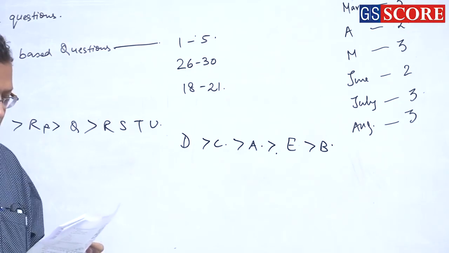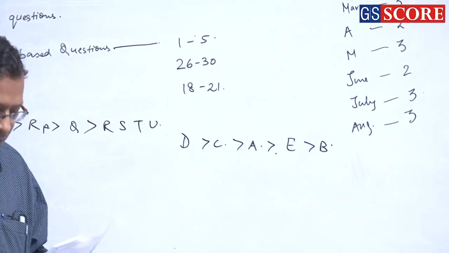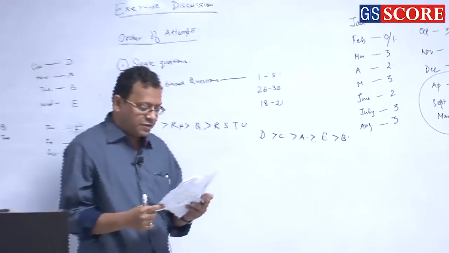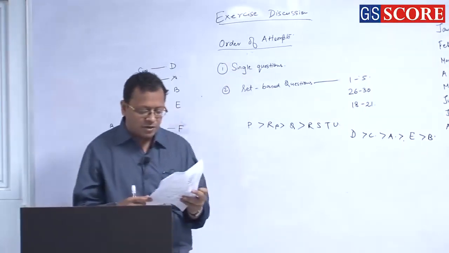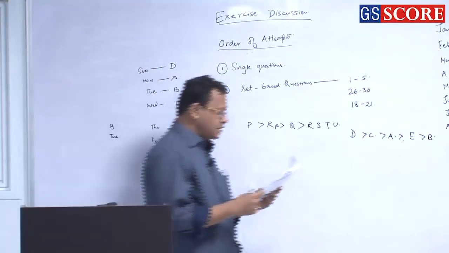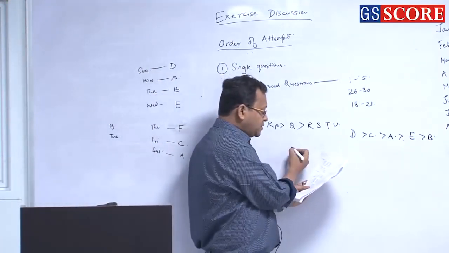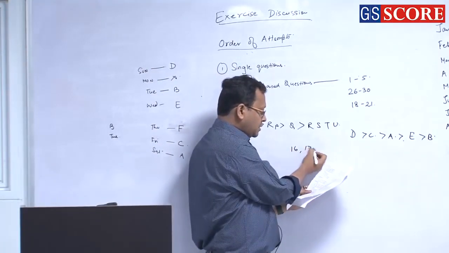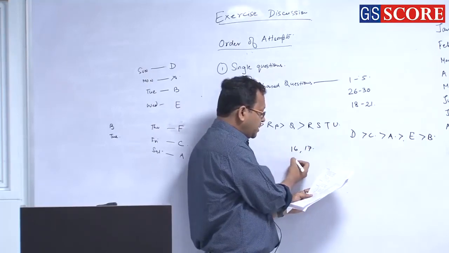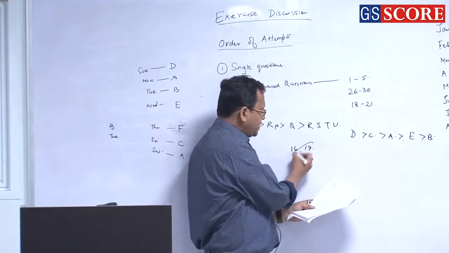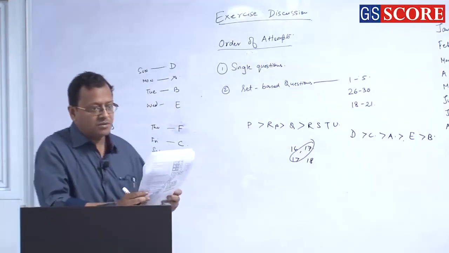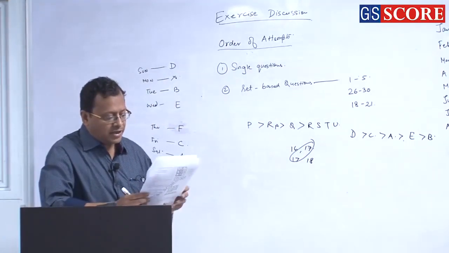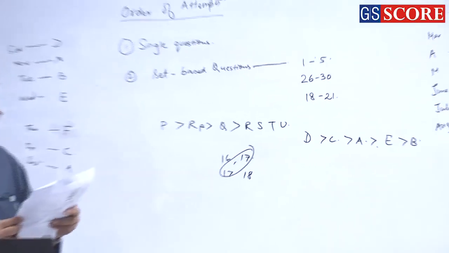16th question. Ramesh remembers that his brother's birthday is after 15 but before 18, whereas his sister remembers that his brother's birthday is after 16 but before 19. So after 15, so 16, 17. After 16 but before 19, so 17 and 18. So 17 is the common date, so the answer for this will be 17th. No problem here? Okay.